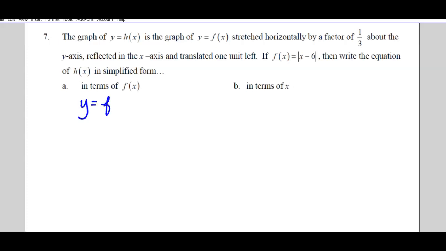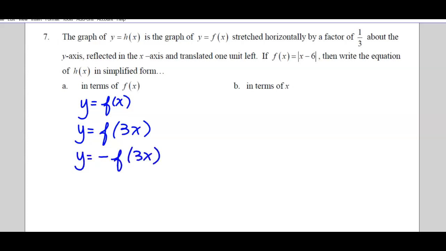So I'm going to start with y equals f of x. I don't care that it's absolute value. It could be any function. I'm just going to follow the same steps to get my transformed function. It's been stretched horizontally by a factor of a third. So that's going to be 3x. Then it's going to be reflected in the x-axis. That changes the sign of y. So again, you can put that in right away.